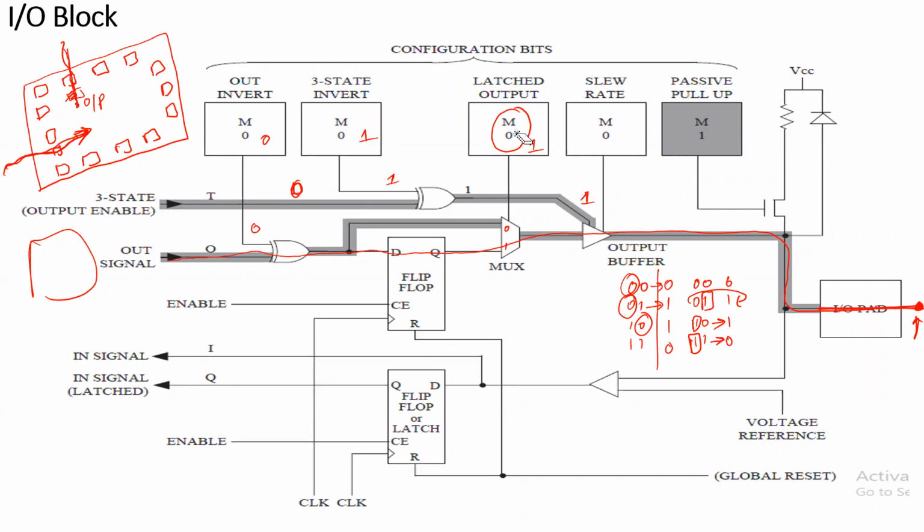The next important one is slew rate. How do we define slew rate? What do you mean by slew rate? Slew rate is nothing but this: whenever we want to connect the output to external devices, for example, this output is connected to an external device, but the rate at which the output is generated in the FPGA is a very fast signal.